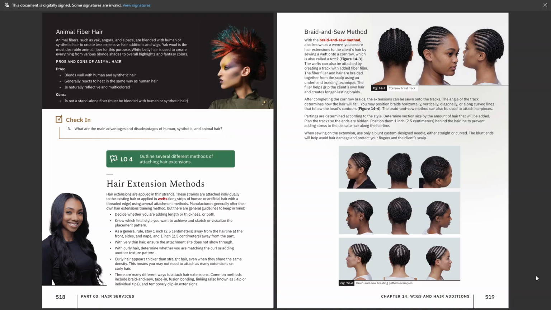When sewing on the extension, use only a blunt, custom-designed needle, either straight or curved. The blunt ends will help avoid hair damage and protect your fingers and the client's scalp.